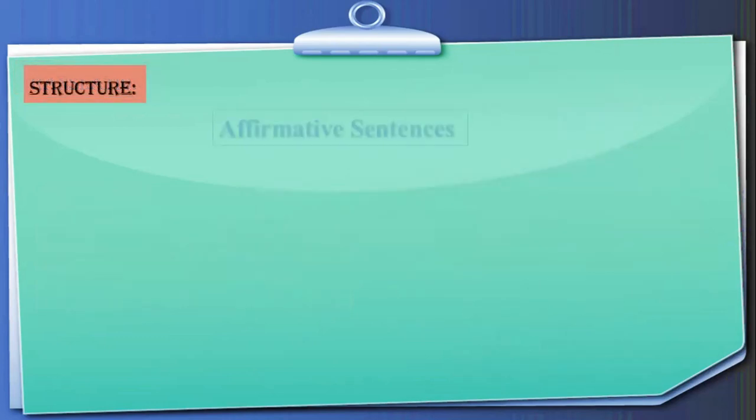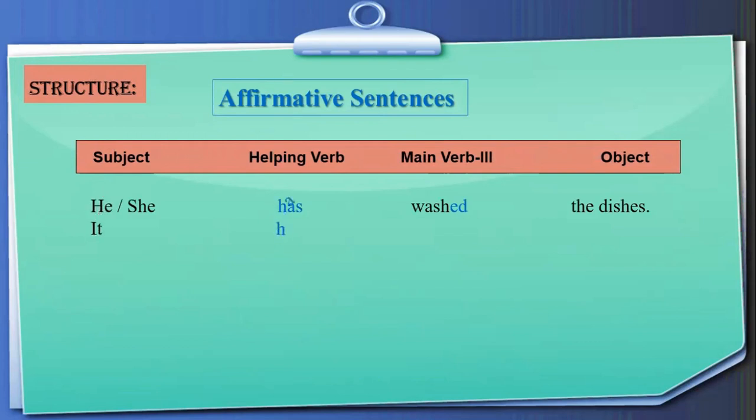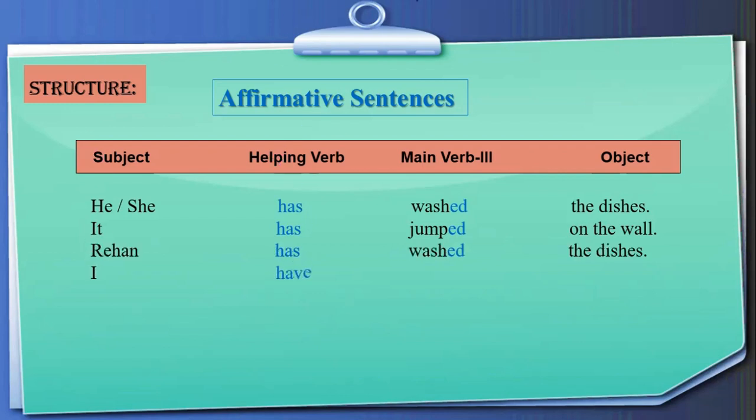सो लेट्स टॉक अबाउट इट्स स्ट्रक्चर. Affirmative sentences. As usually we put subject, helping verb, main verb, third form of the main verb we use, and then object. As it is here, he or she के साथ has का इस्तेमाल. He or she has washed the dishes. You see, we have used has, and we have used third form of the main verb. Again, we have used here, it has jumped on the wall. Now it के साथ हमने has का इस्तेमाल किया है. Again, Rehan has washed the dishes. Rehan, we have used has.